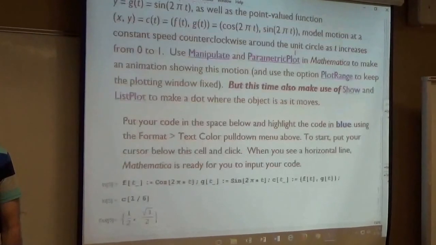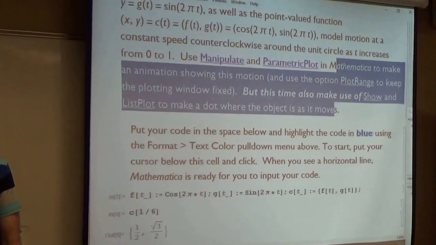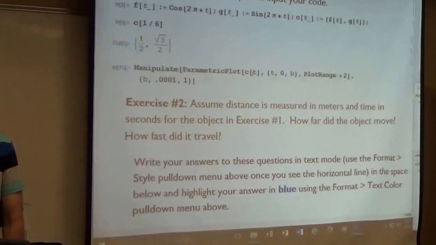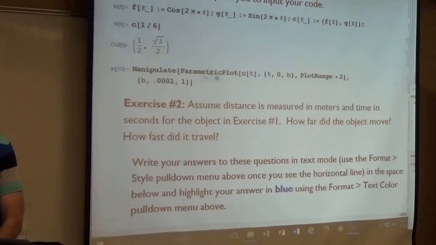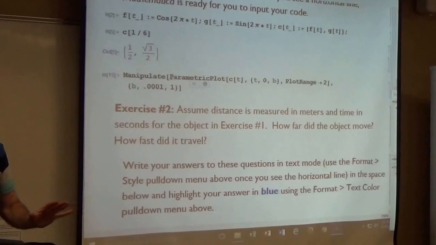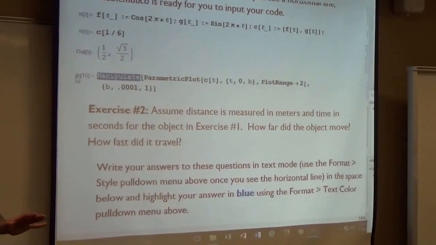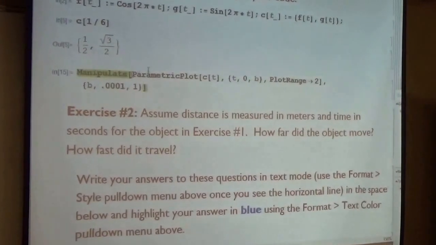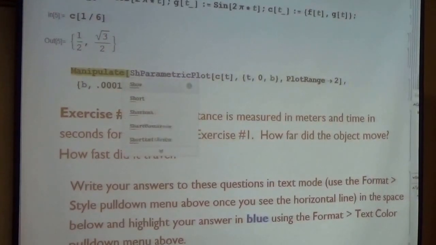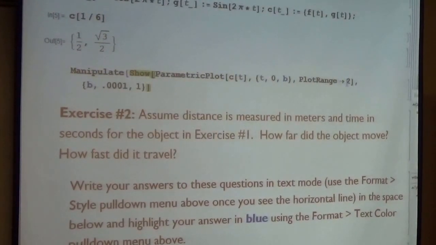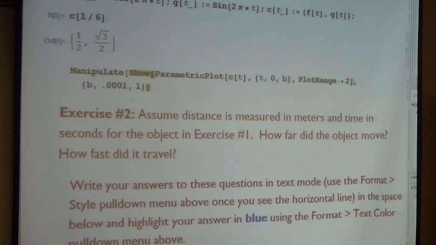What if I want to do the other stuff? Get the dot in there with Show and ListPlot. Show combines graphics, so I want everything inside the Manipulate. The Manipulate is going to be the most outside thing here. Show is going to be the next most outside thing. So I put the Show in and I put its end square bracket over here.